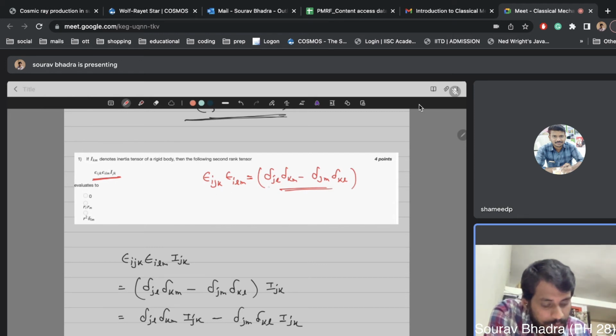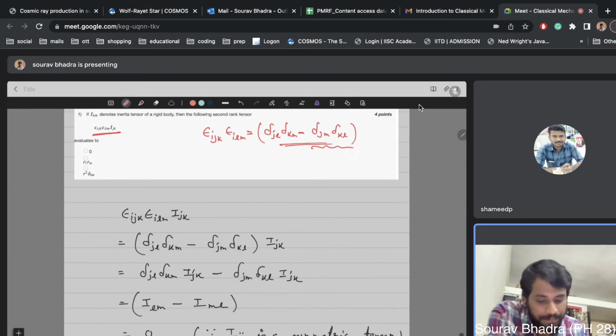So for the first delta you use the second index of both Levi-Civita symbols, that is J and L, and then the third index of both Levi-Civita symbols. So J will couple with L, K will couple with M, and for the second term it is just the opposite. J will couple with M and K will couple with L. So this is delta JL delta KM minus delta JM delta KL. This is pretty easy to remember.